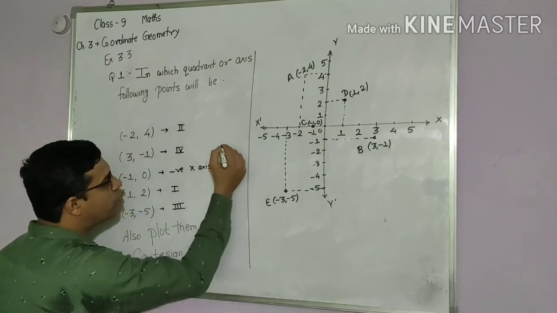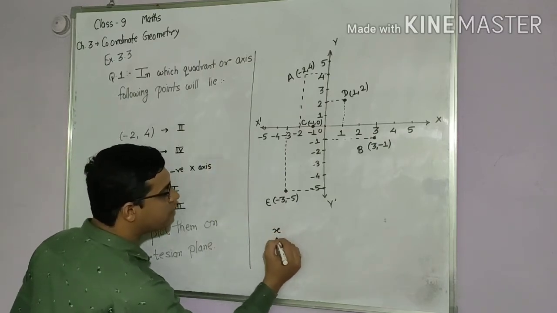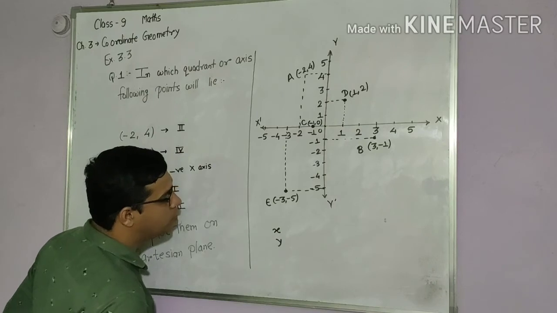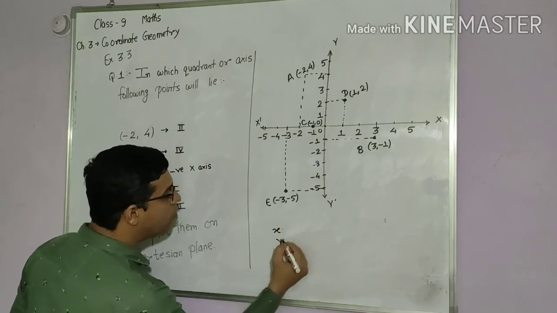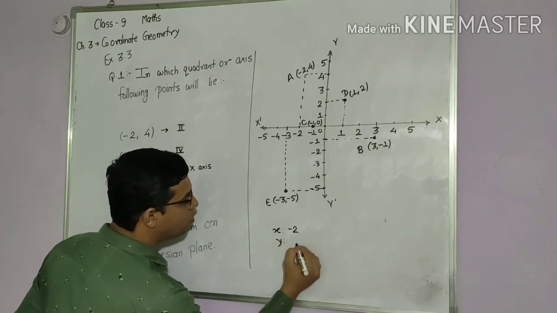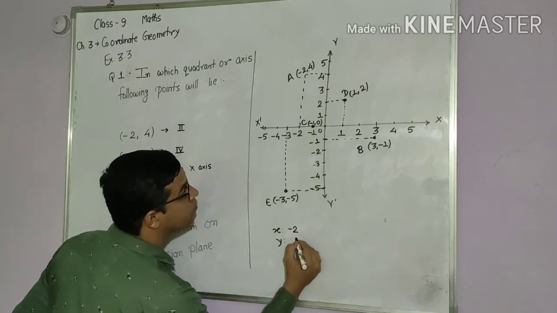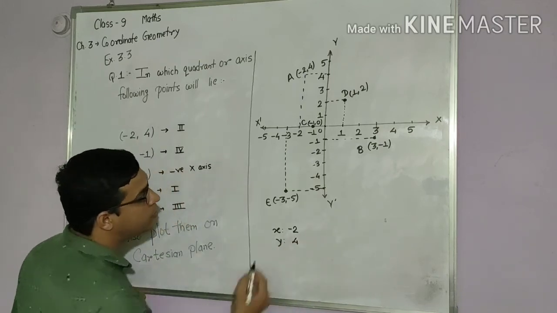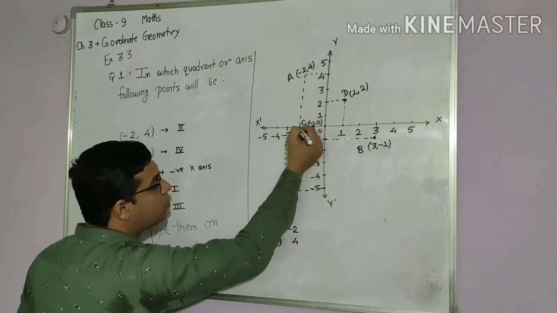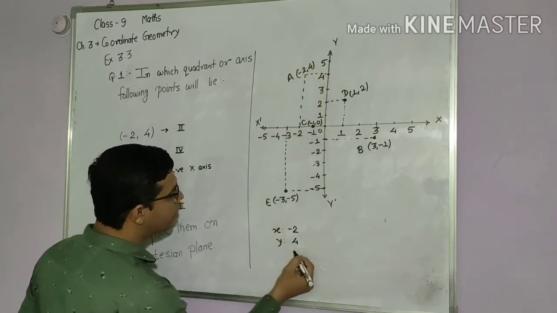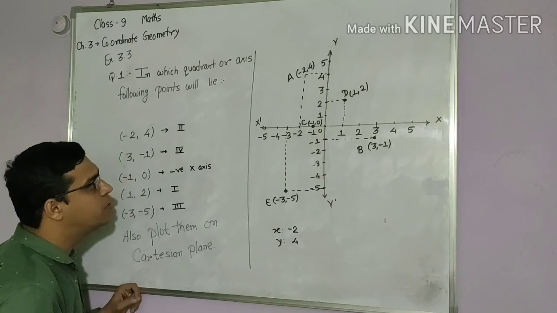To plot any point, what do we need? Just the x value and the y value. If you know the x value and y value, suppose x is minus 2 and y is 4, so what we will do is minus 2 here, 4 here. If you know x and y, you can plot any point.